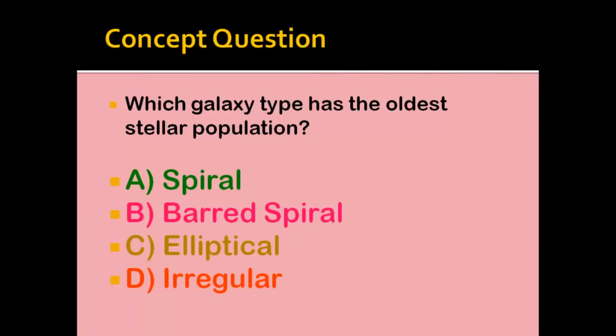Okay, so just a little bit of review here for you. Concept question: which galaxy type has the oldest stellar population? So think about old stars. What color are old stars? That might help you. Is it the spirals, the barred spirals, the ellipticals, or the irregulars? So which galaxy type has the oldest stellar population? Take a minute and think about that.